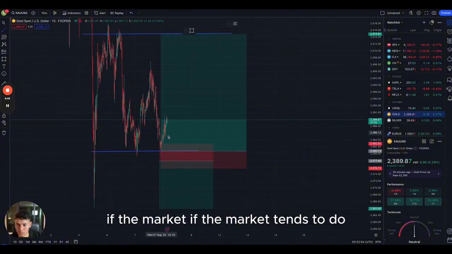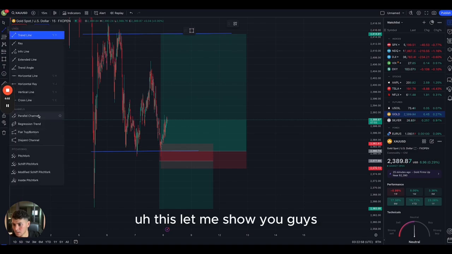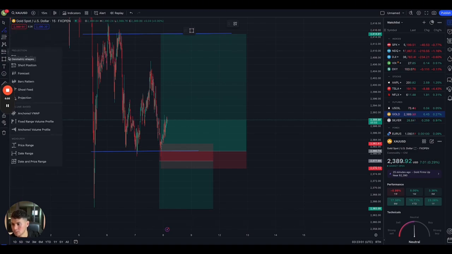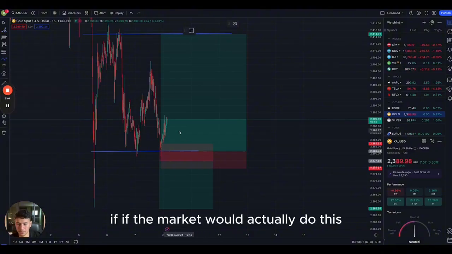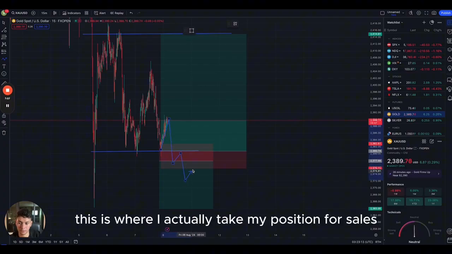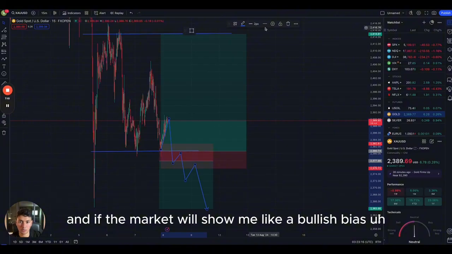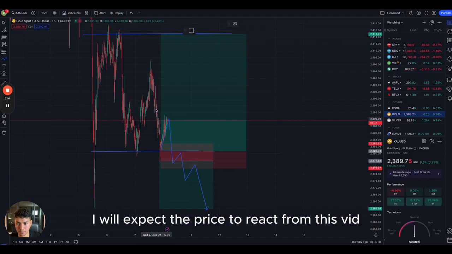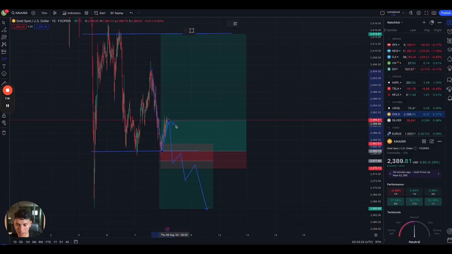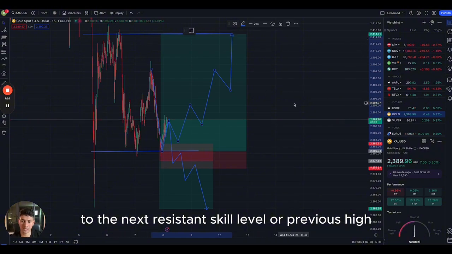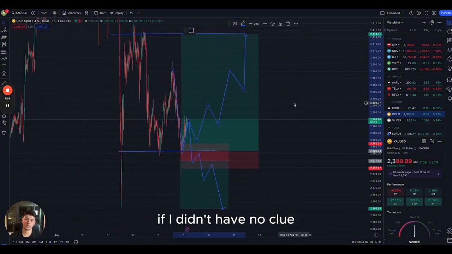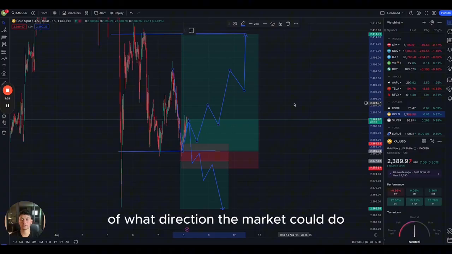If the market tends to do this, let me show you guys. If the market would actually do this, then this is where I take my short position. And if the market shows me a bullish bias, I would expect the price to react from this fib and continue to the next resistance key level or previous high. This is how I would do it if I had no clue what direction the market could go for a certain day.